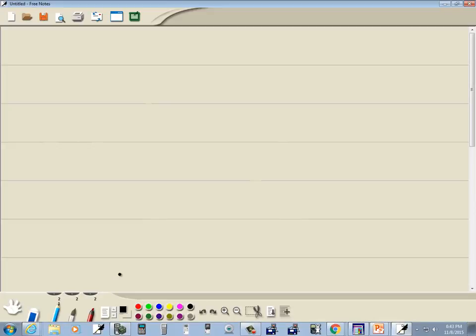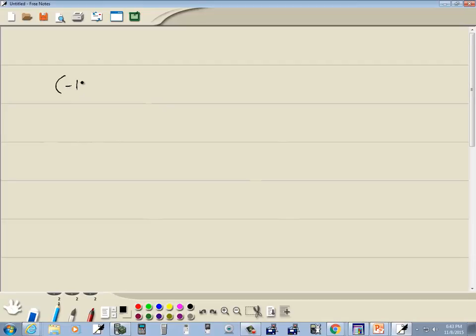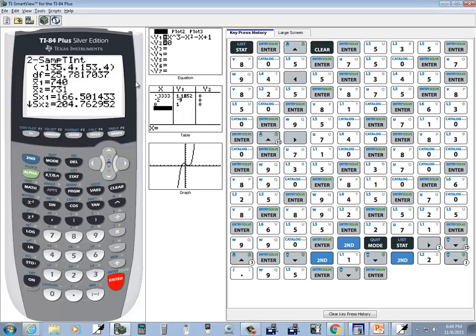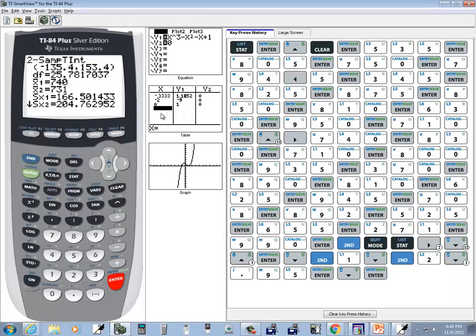And for this particular problem, we don't need to take it to 3 decimal places. There isn't 3 here. We got negative 135.4, comma, 153.4. And that would be our answer.